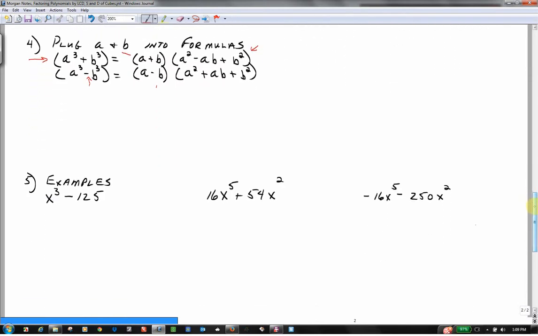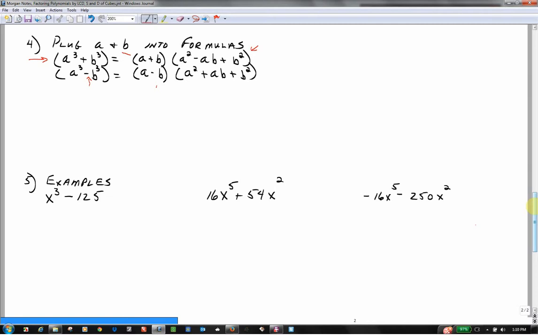So the first example, I'm working along and I see that I have a cubic. Now notice that I don't have any squared terms, or I don't have any x terms. I just have a cubic and a number. That's the first indication it could be a difference of cubes. So we look at the first term and it is a perfect cube. It's x cubed. I look at the second term and it's a perfect cube too. It's 5 cubed. 5 times 5 is 25. Times 5 is 125.